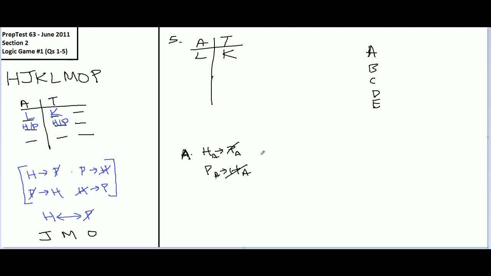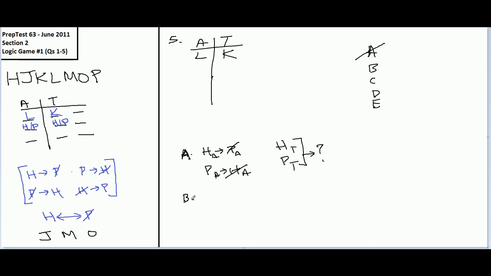Well, no, because what if we put H in trial and P also in trial? If we put them both here together, we don't have any rules that tell us what to do. And so this is an instance in which our old rule doesn't allow this, but our new rule allows this. So that cannot be the answer.